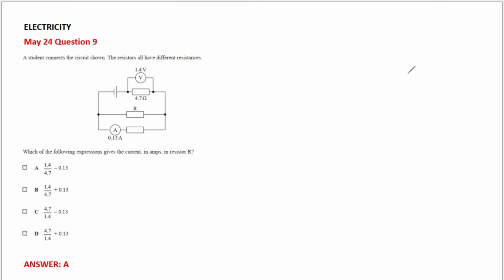Next question is also pretty interesting. This is from May 24, question 9. A student connects the circuit as shown. The resistors all have different resistances. Fine. Which of the following expressions gives the current in amps in resistor R? Right, so you focus on this bit, right? So you have the potential difference across this resistor and the resistance of this resistor. What you can do is use the equation I equals V by R to find out the current.